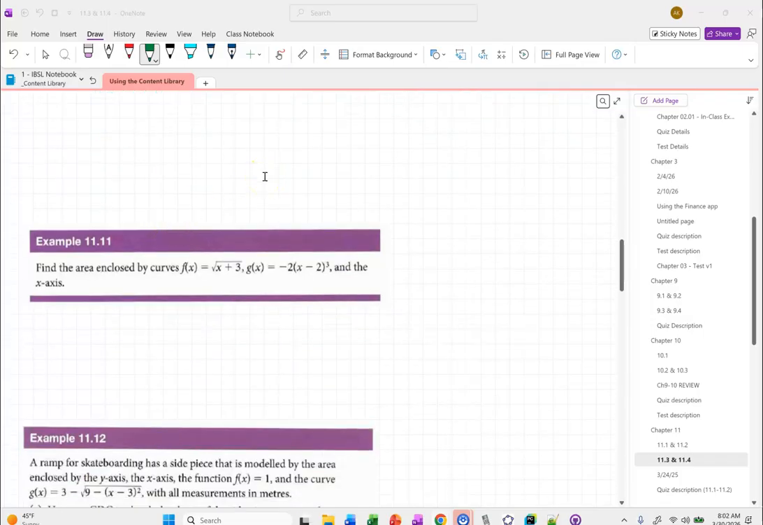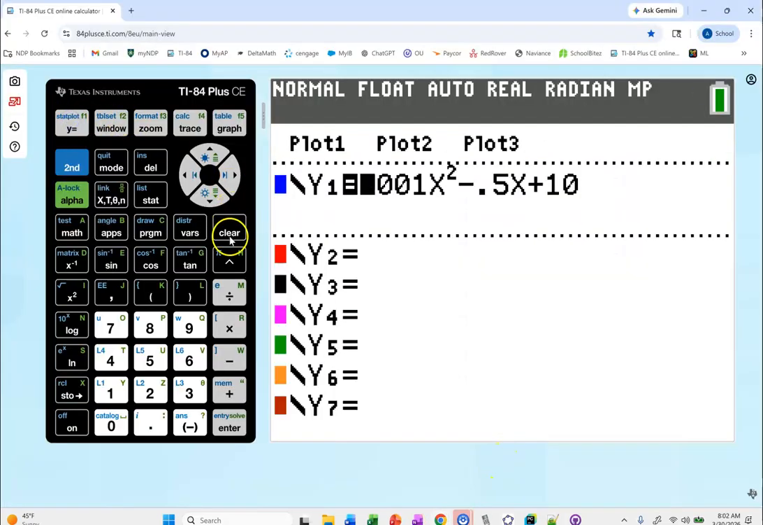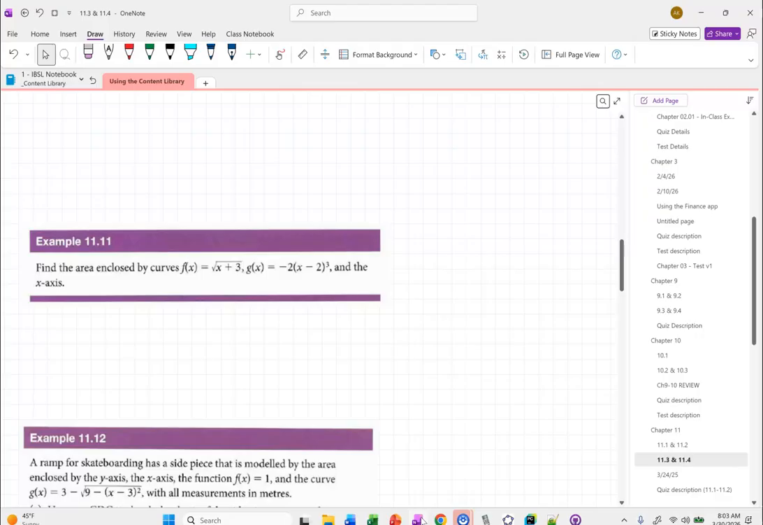All right. What if we ask you to find the area enclosed by the curves f of x and g of x as written here? And the x-axis. Well, we should look at the graph then, right? So let's take a look at this. So let's type these in. So we have cube root x plus 3, and then what was the other one? Negative 2x minus 2 cubed.